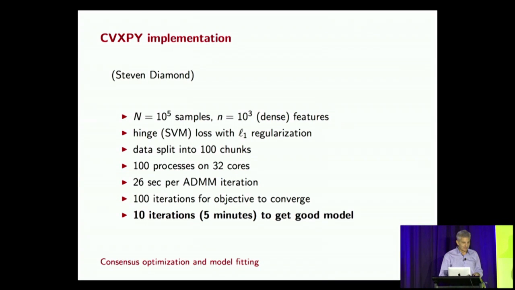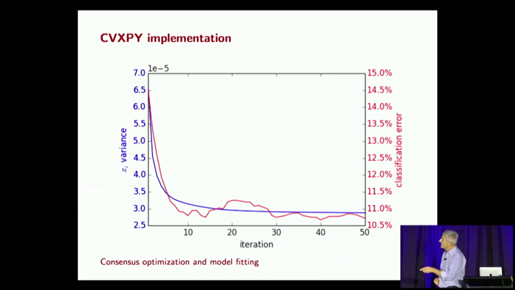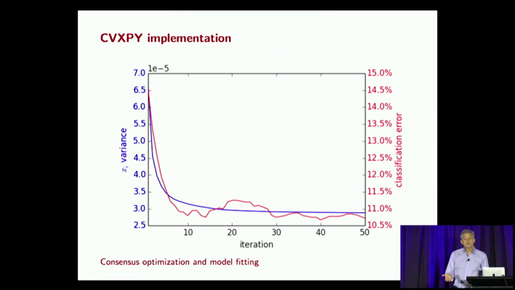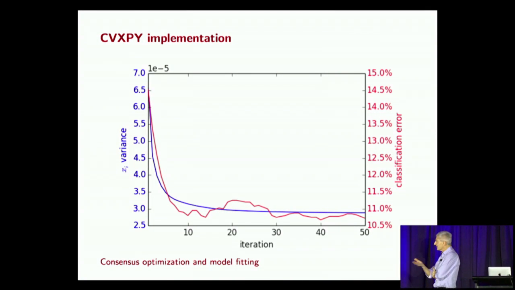This is the dirty secret of model fitting. I'll say that in a minute. And you get a picture that looks like this. So this blue line is the objective, and it's going down eventually to, I think, about that number. That's the loss plus the regularizer. But of course, what you care about is how well you do on the test data, and that's the red curve here. What's interesting about this is that within 10 iterations, you have produced a model that's as good as you will ever get.